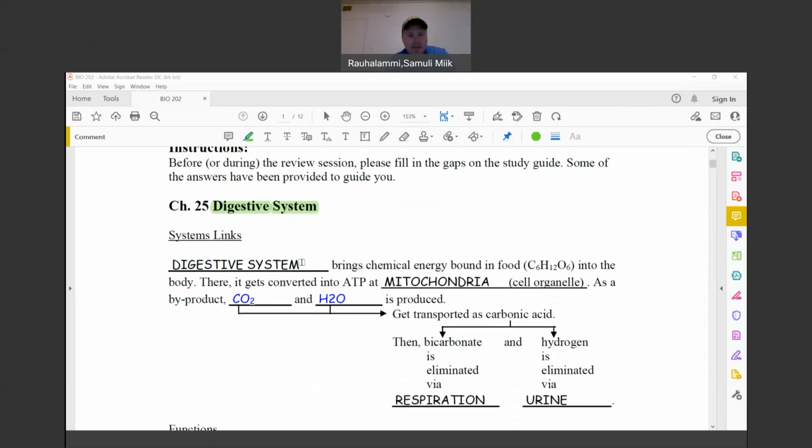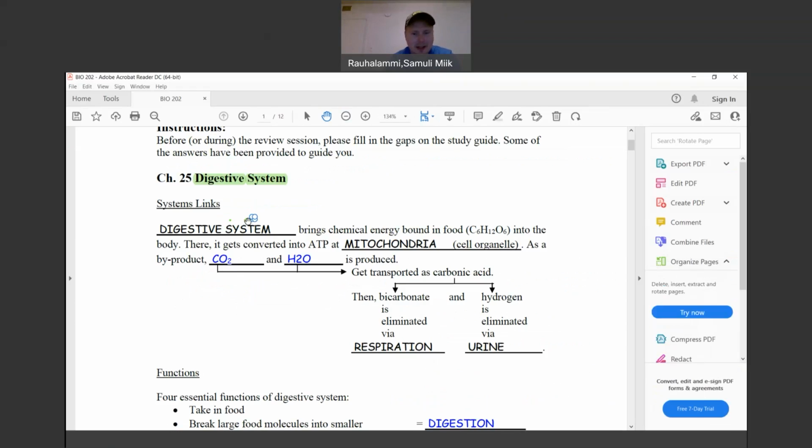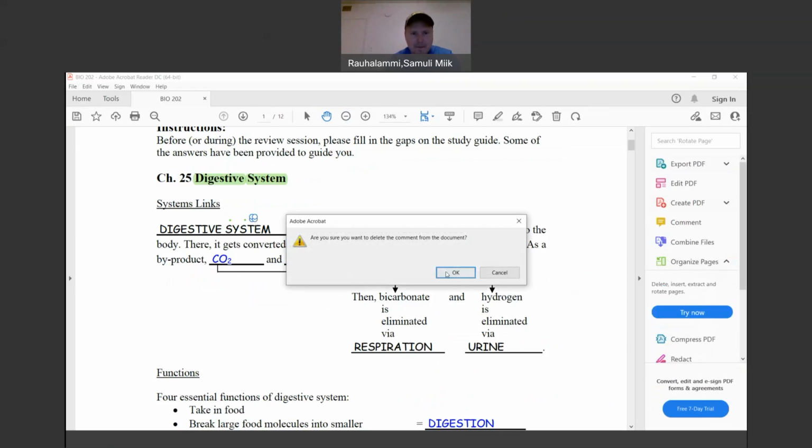Since we are going to be focusing on the digestive system, and I'm really sorry, it seems that my mouse is really not having a great time today, but I'm sure we can make it through today regardless. So let's try that instead. No, still no luck.